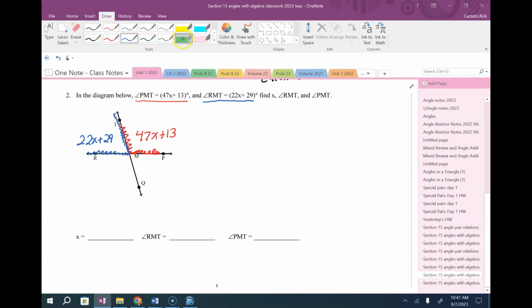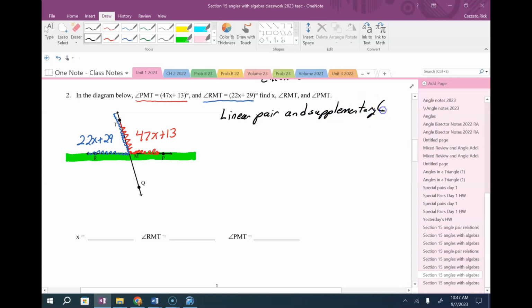And these two angles form a straight line. I just highlighted that in purple. So this is called a linear pair. And they are also supplementary. What that means is they add up to 180 degrees. So the equation for this problem would be 22x plus 29 plus 47x plus 13 is 180 degrees.